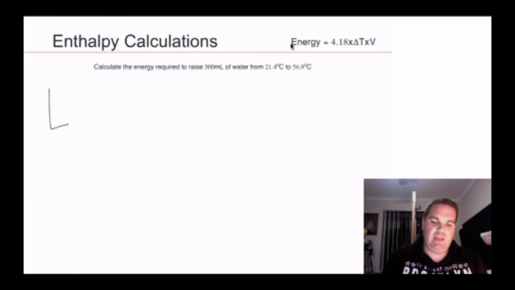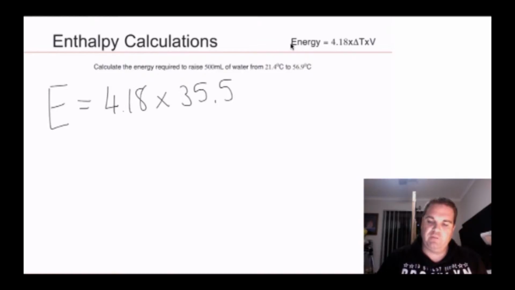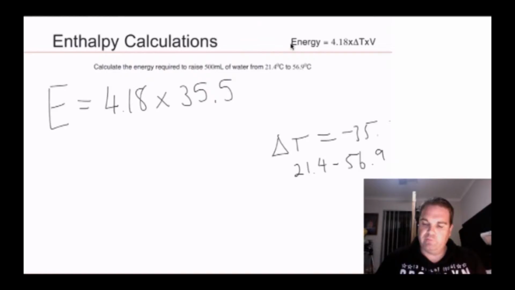Okay, so if we look at E for energy, it's 4.18 times the change in temperature, which is 35.5. If you do your delta T, you do your initial, which is 21.4, take away 56.9, and you're going to get a delta T of minus 35.5. But for these equations, because we're just calculating the energy required, it's kind of given that it's exothermic, so we don't need to put the negative in. So up the top, we times that by 500.